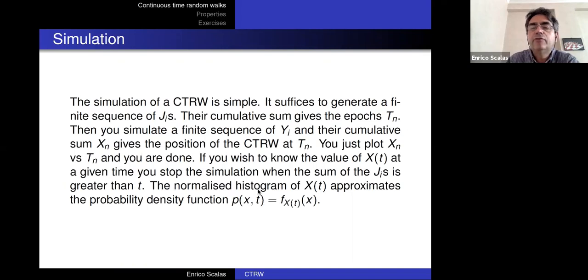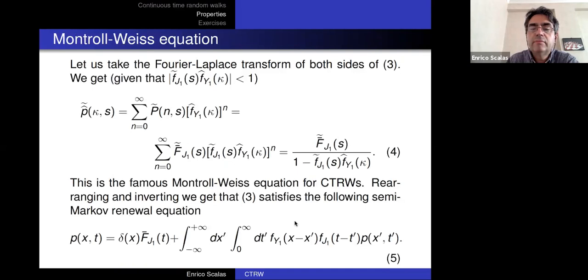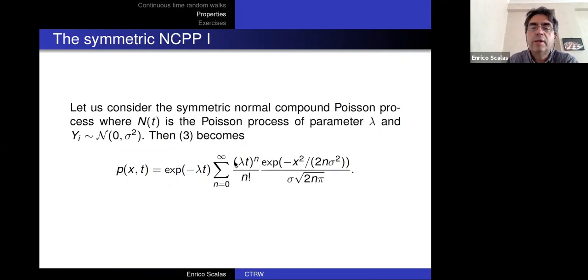So this is the solution to the problem of finding the probability density function p of x(t) for any t in the case in which you have Poisson and normal. And if you have the Mittag-Leffler distribution, which we will see tomorrow, here you will have another expression which is giving you the probability of the counting process.